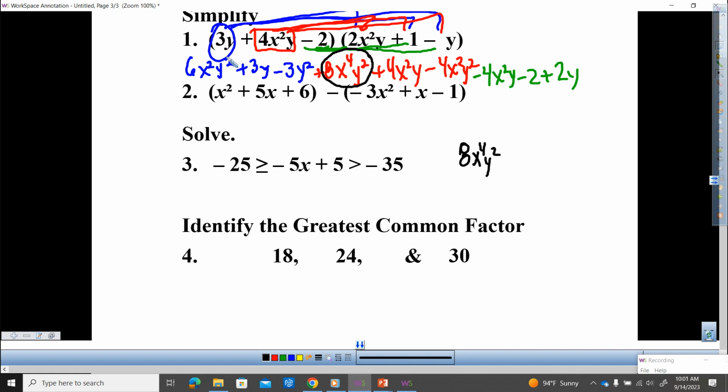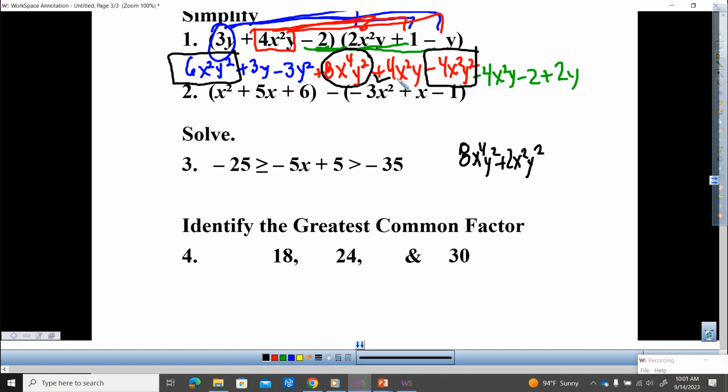Next, I think the next one is this one right here. 6x squared y squared and minus 4. That is positive 2x squared y squared. So far so good, yes? Yes, Mr. Q. All right, good.